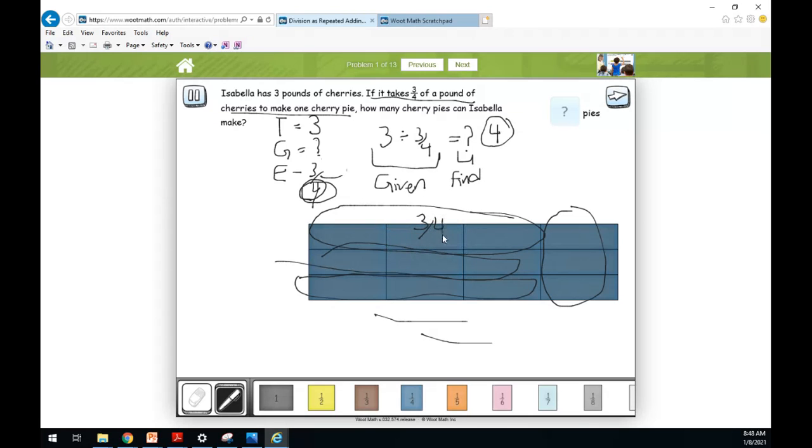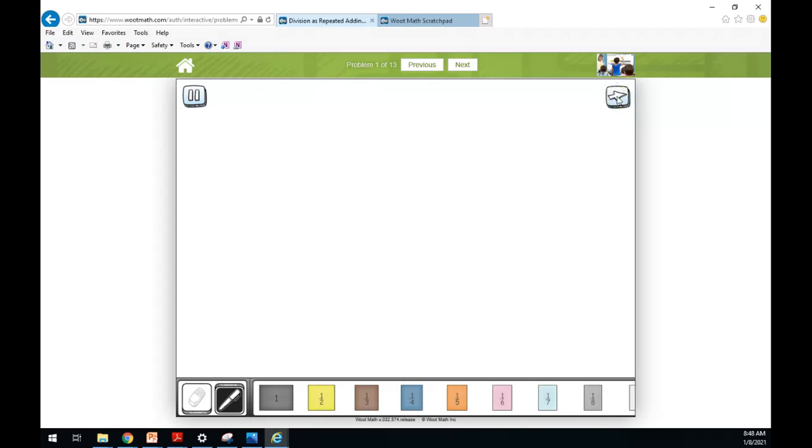It's not going to let me write. I'm going to do my best, but it's not going to let me write. So 3/4, 3/4, 3/4, and 3/4. So that means I'm going to have 4 cherry pies.